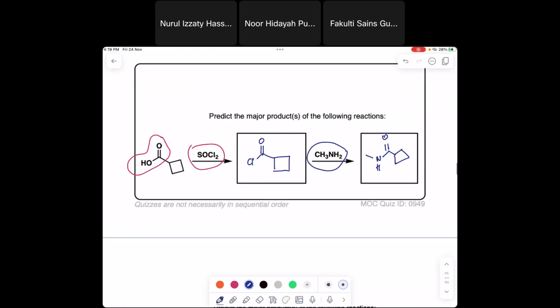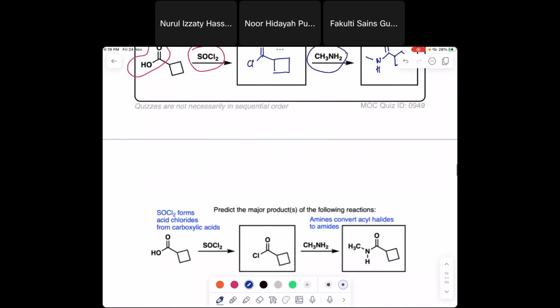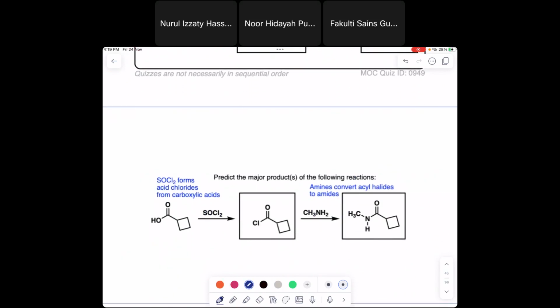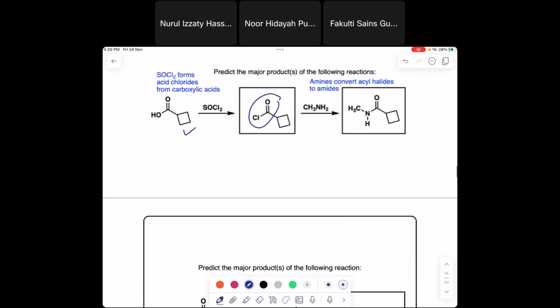Okay. So predict the major product of the following reaction. Thionyl chloride will form acid chloride here from the carboxylic acid, and the amine will convert this acyl halide to amide, or aminolysis. Okay. Boleh juga macam tu.